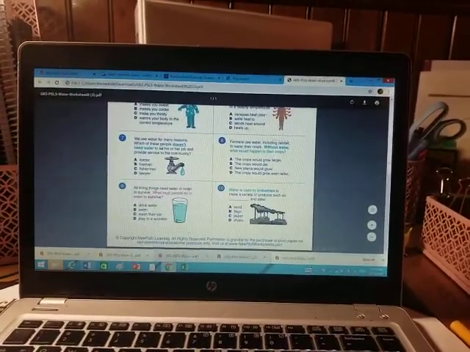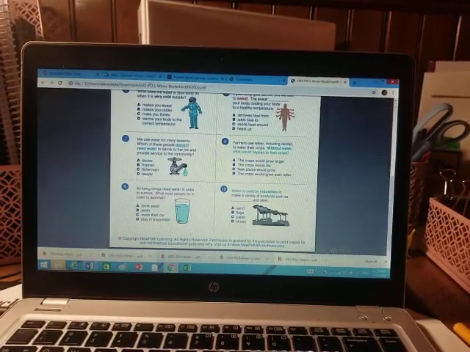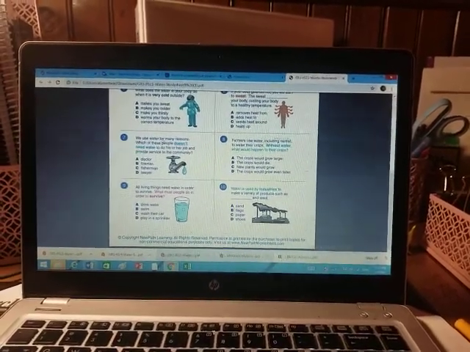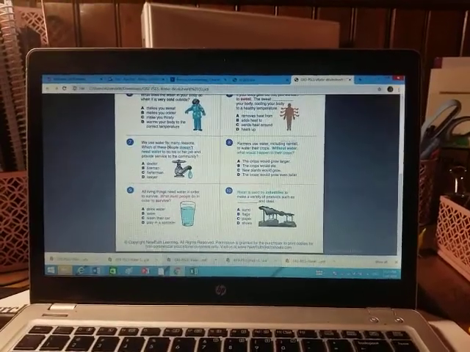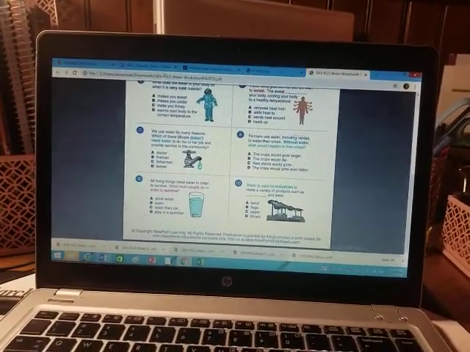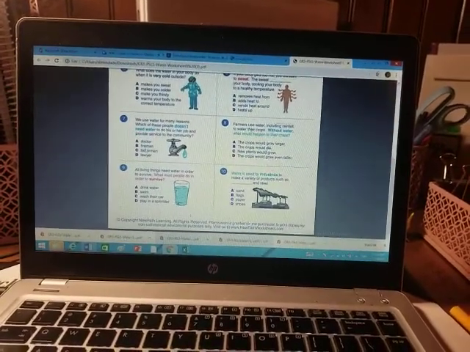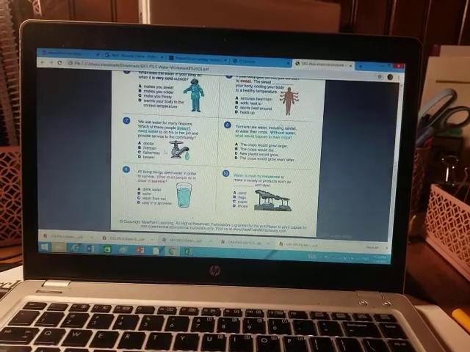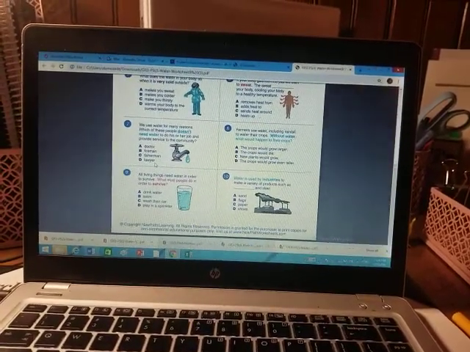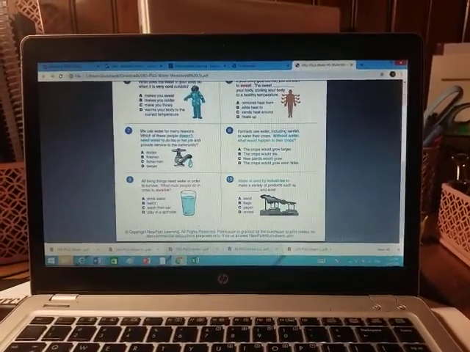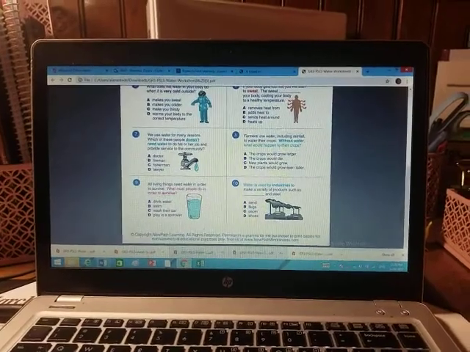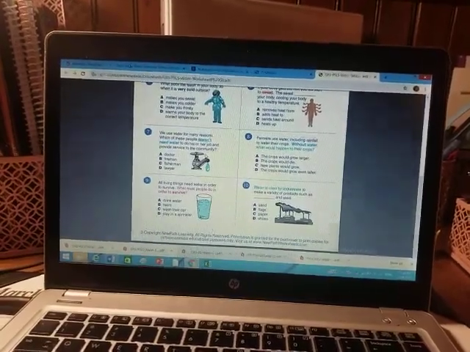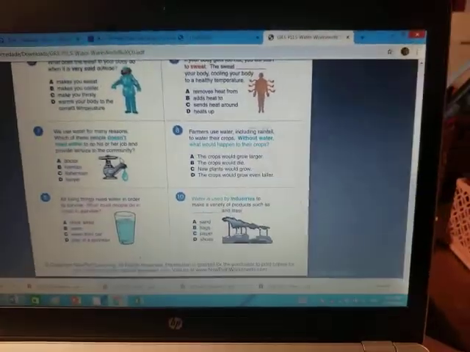Number 7, we use water for many reasons. Which of these people doesn't need water to do his job or her job in the community? So this is not part of the story, but you could use your own head to figure out which of these people do not need water for their job. Does a doctor need water? Does a fireman need water? Fisherman need water? Or a lawyer? Which one doesn't need water for their job? Okay, circle the one that doesn't need water to do their job. And if you don't know, think about the ones that do need water, and the one that you can't think of is obviously the one that doesn't need water.